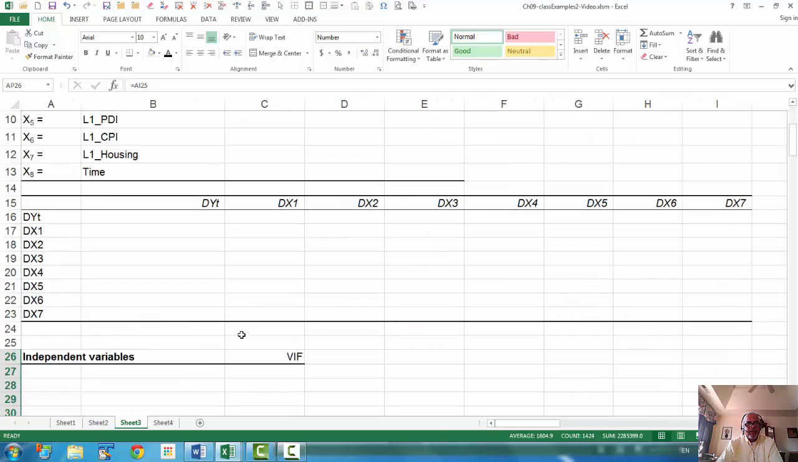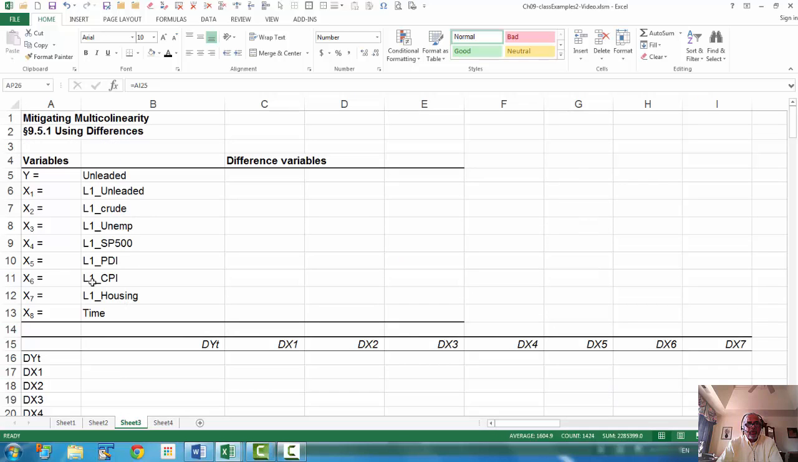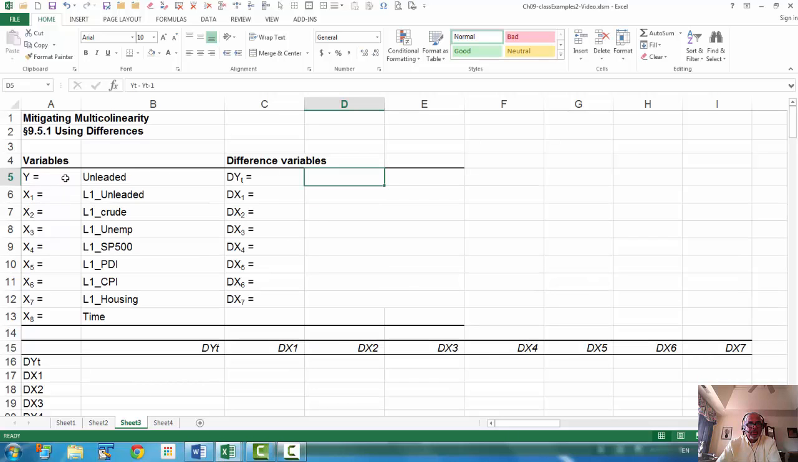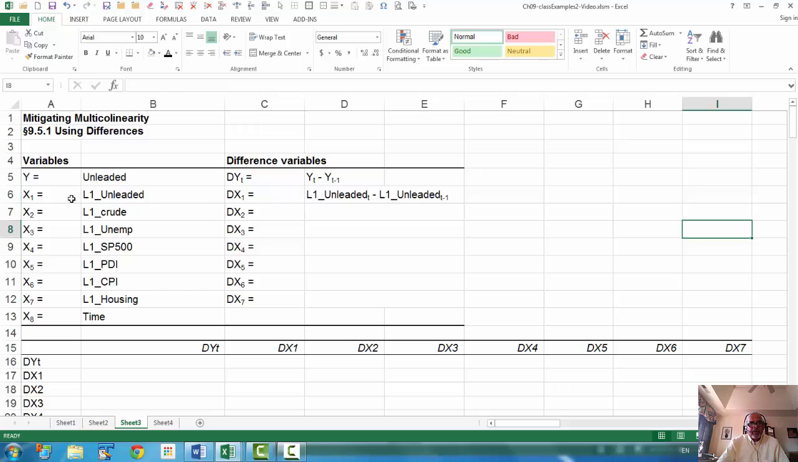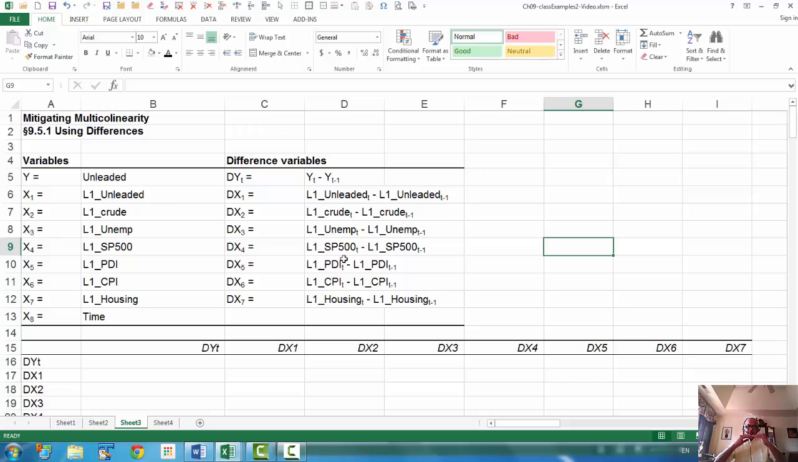Alright, so now we have that data set up. Now what we want are the differences for y through x sub 7. We'll put the prefix d to indicate we are looking at the difference in those variables. The very first one is going to be y sub t minus y sub t minus 1, the previous value. Similarly, d of x sub 1 is going to be L1 unleaded of a given time period minus L1 unleaded of the previous time period, and similarly the rest of the variables. Each of them would be a given value minus the previous value.